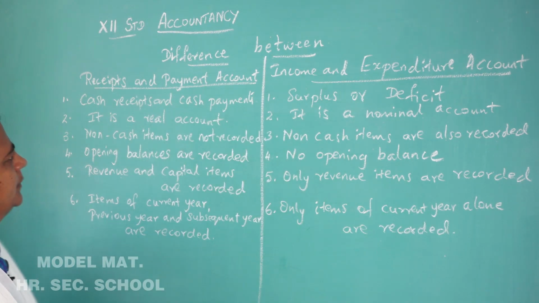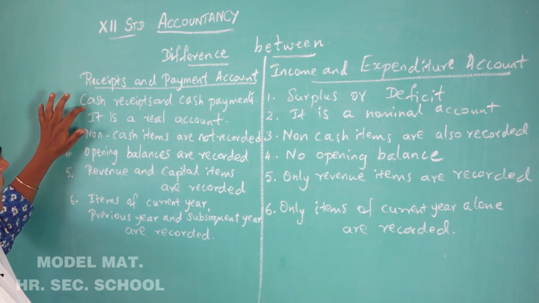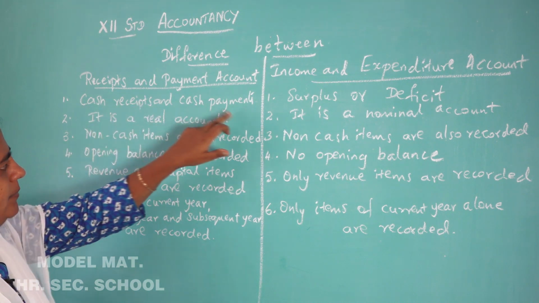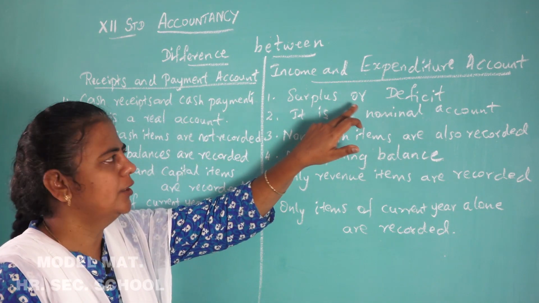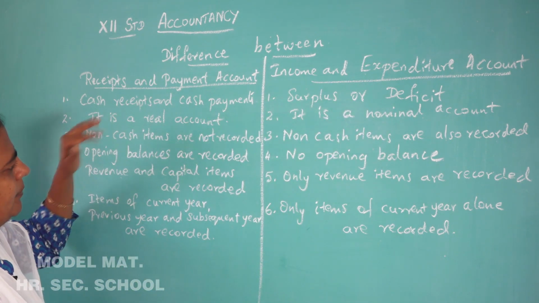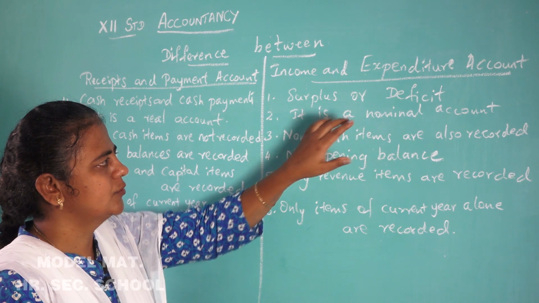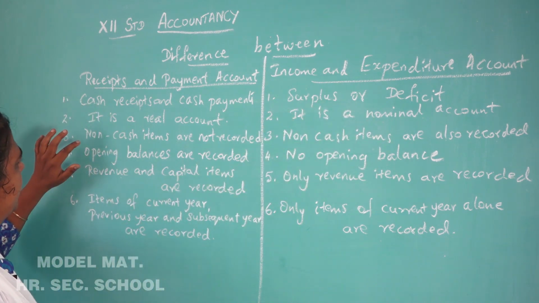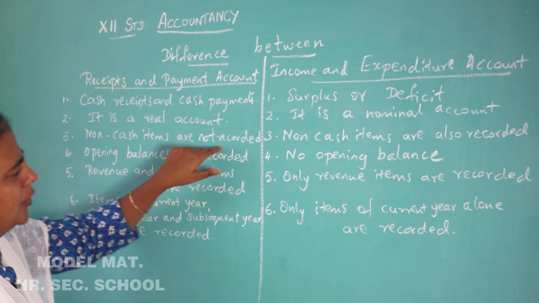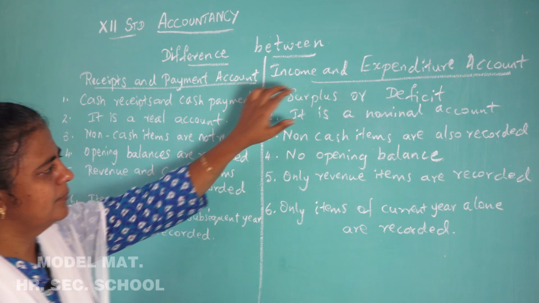Okay children, you understood what is the major difference between receipts and payments account and income and expenditure account? Number one, it is prepared to know the summary of cash receipts and cash payments. The other is prepared to find out the surplus or deficit. It is a real account. All capital, revenue, everything is written here. So it is a real account. Here only revenue items are written. So it is a nominal account. Non-cash items are not recorded in receipts and payments account. Non-cash items are also shown in the income and expenditure account.